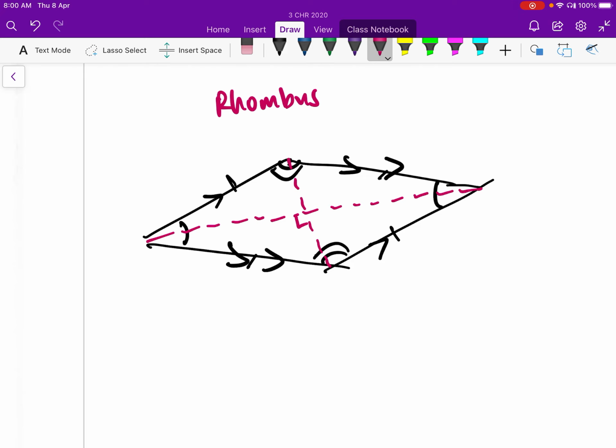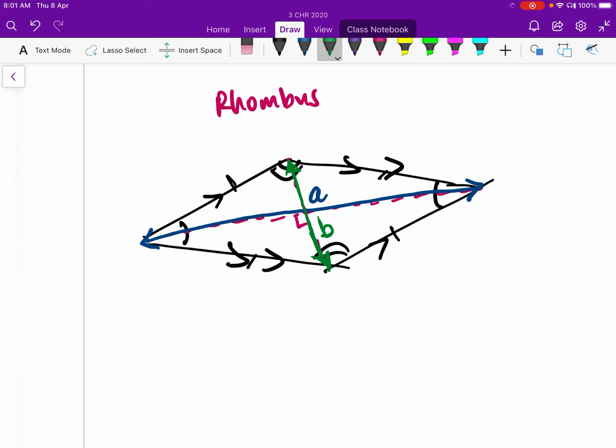Now I'm going to further give you some information. If this distance, if I call it A, from one end to the other end, it is A. Then I also tell you that the other diagonal, we call it B. A and B. These two they intersect each other at 90 degrees.